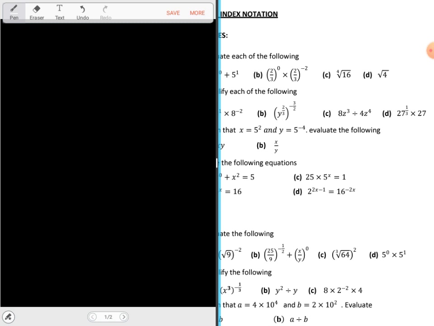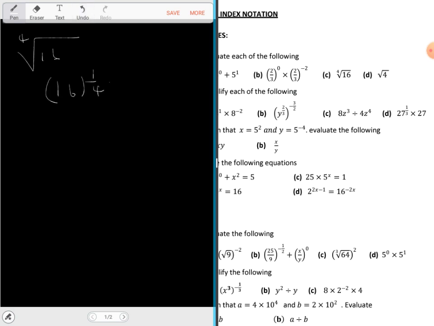Then C says evaluate the fourth root of 16. What this means is, for the square root you are finding the square root of 16, and here you are finding the fourth root of 16. So this is the same as 16 to the power 1 over 4.